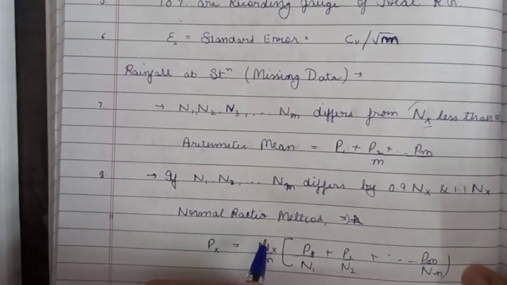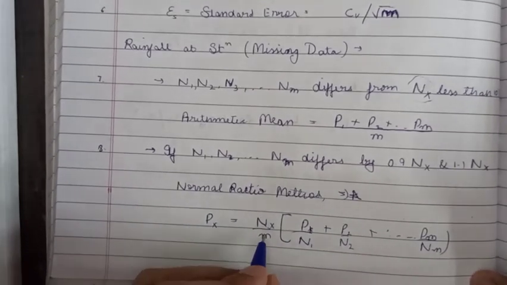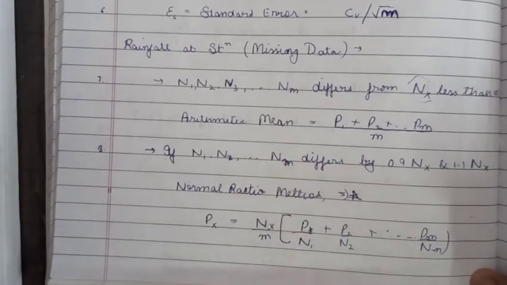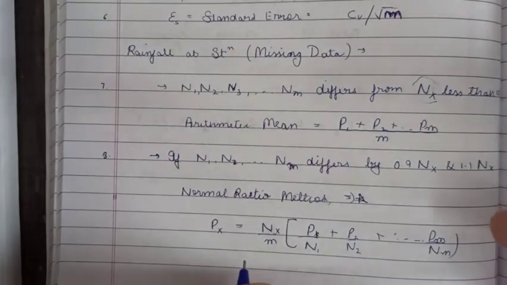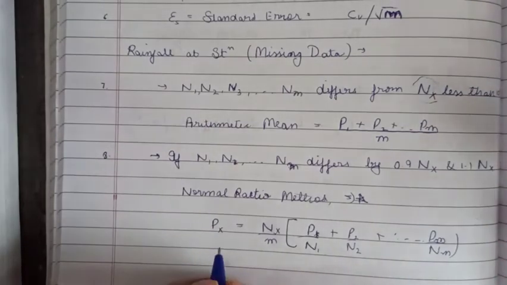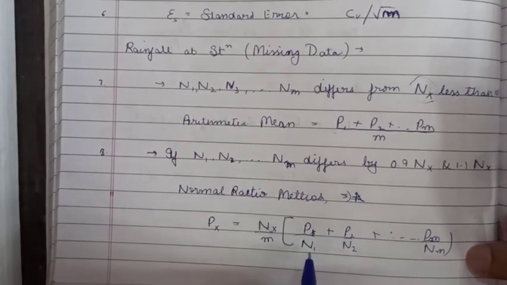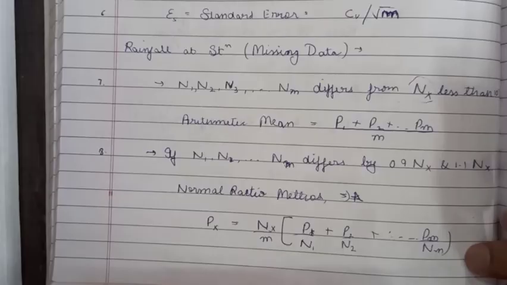In normal ratio method, the formula will be Px is equal to Nx divided by M, where Nx is the normal precipitation at the missing station, divided by M, where M is the total number of stations excluding the one at which we have to find out the value, into P1 divided by N1 plus P2 divided by N2 plus dot dot dot Pm divided by Nm.